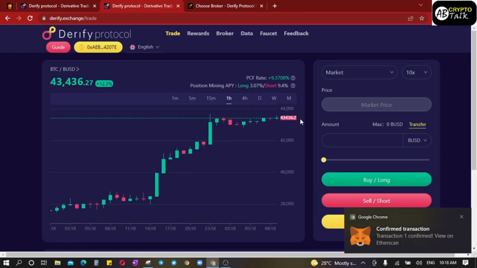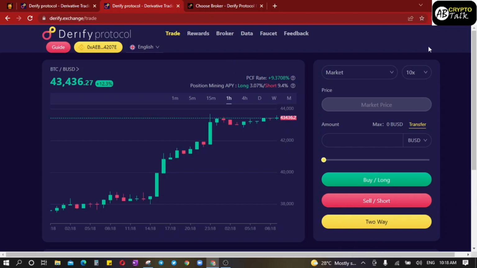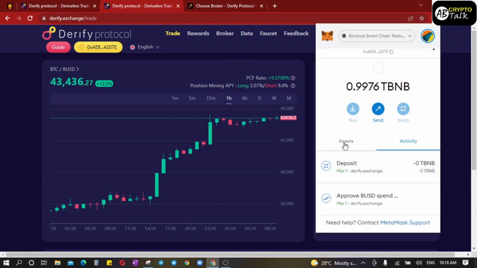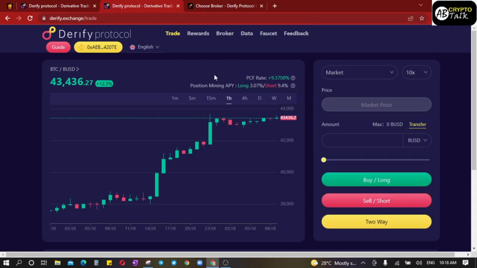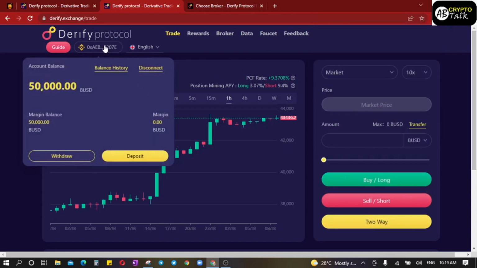All right, it's done. Okay, so I have deposited it. Now you can see we have 50k in the wallet remaining and we paid for the fee. Okay, so next, you can also withdraw the amount that you have deposited.